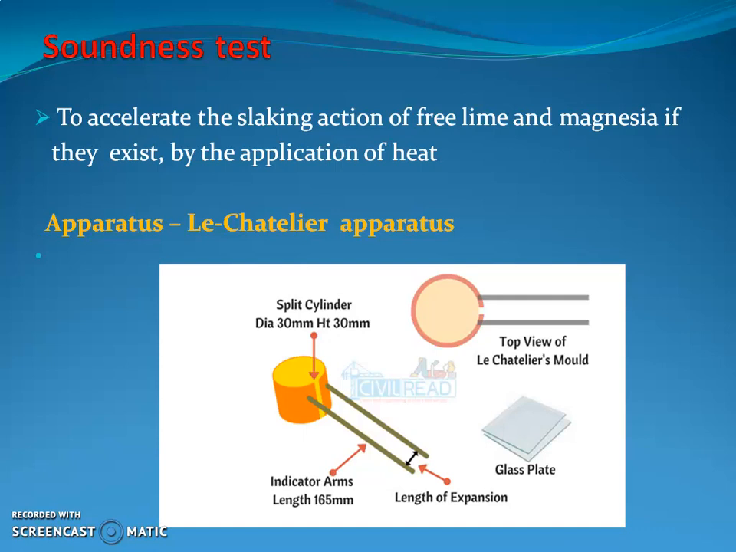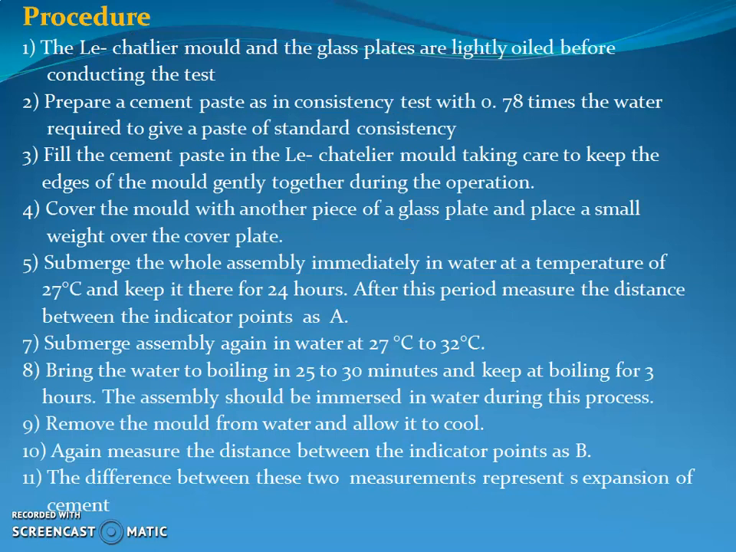For performing the soundness test, the required apparatus is Le Chatelier's apparatus as shown in the figure. Now the procedure: first of all, apply oil to the Le Chatelier mold and the glass plate before conducting the test.